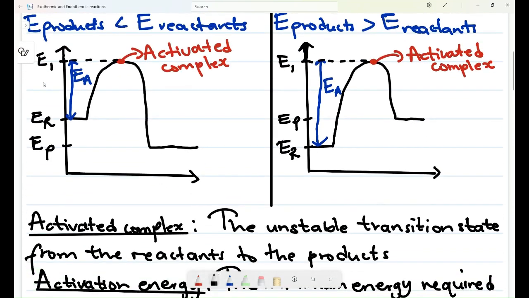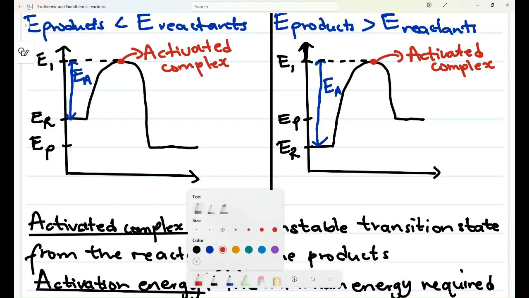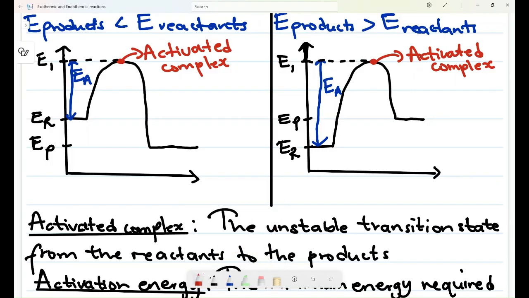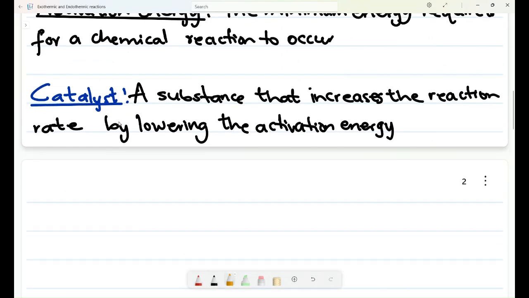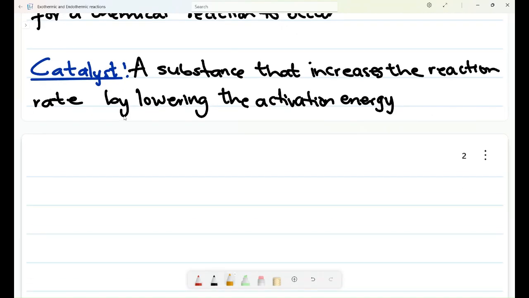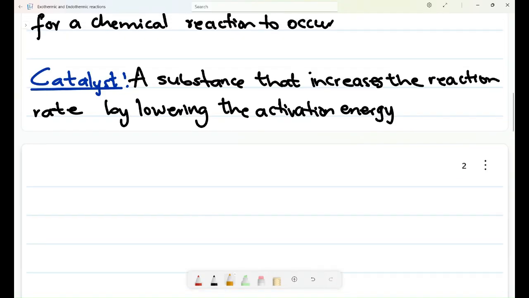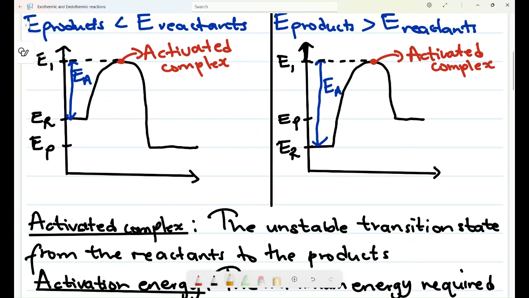So I wanted to show you the effect of a catalyst on this graph. When we add a catalyst, our graph will look something like so. Now let's come back to the definition. It is a substance that increases the reaction rate by lowering the activation energy. Remember, the activation energy is the energy from the activated complex to the energy of the reactants. So if you want to decrease this, do you agree that this peak should be at a lower position, whether here or here, as long as it is lower, right?